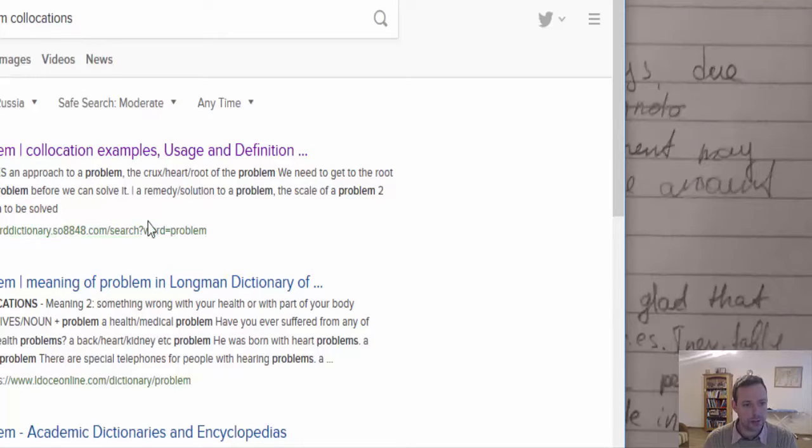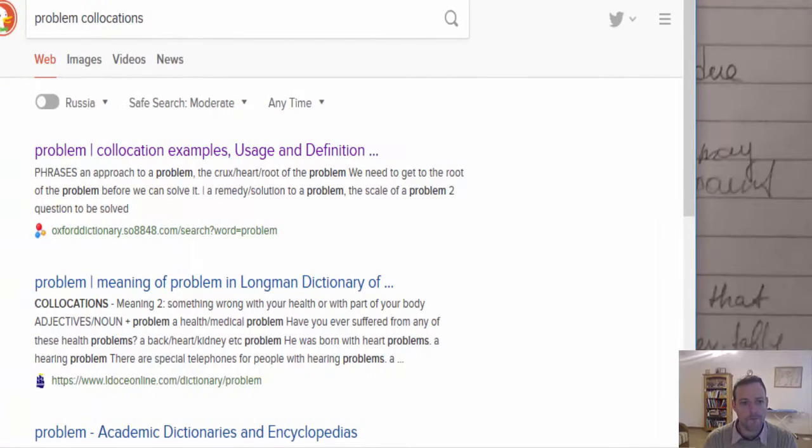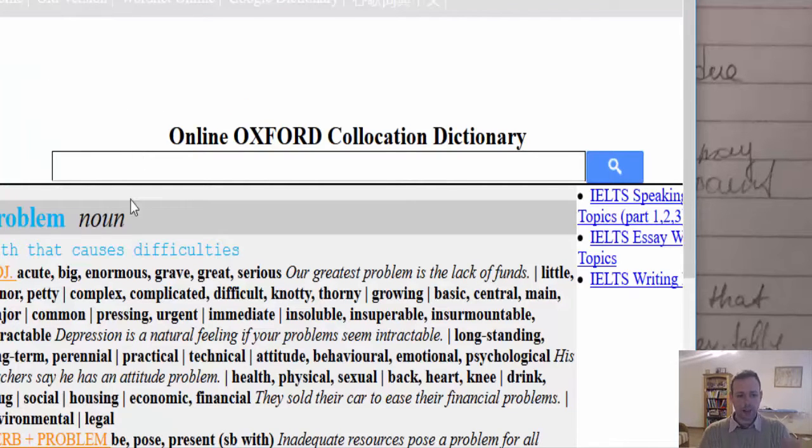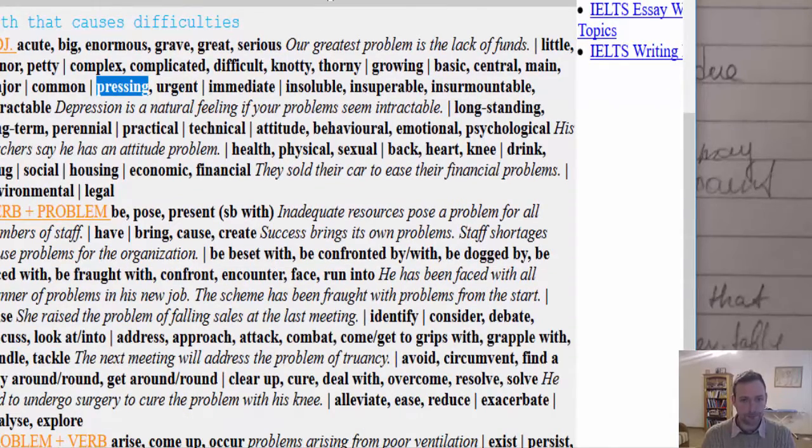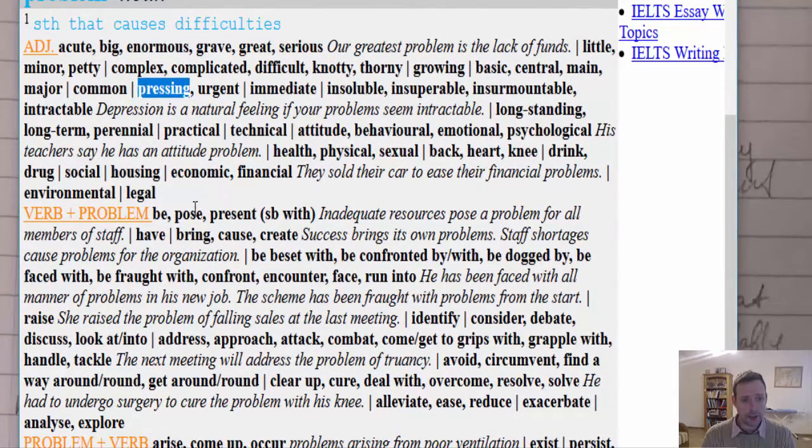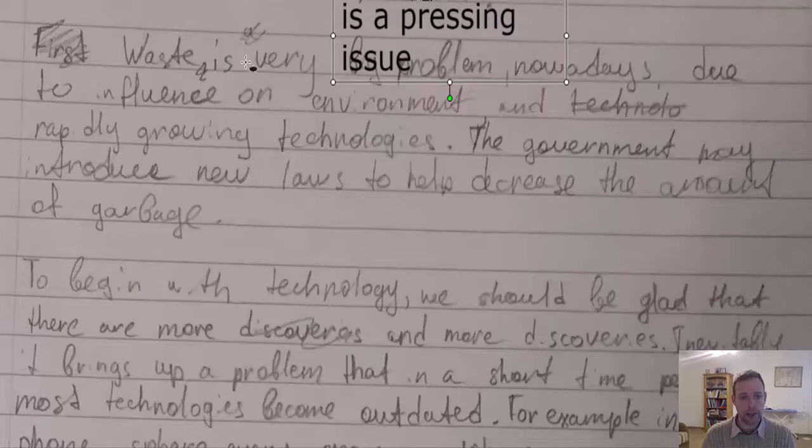The first thing you see should be the Oxford Dictionary, which is a wonderful collocation dictionary. Click on that. Okay, and look at all these adjectives here. Acute, big, enormous, grave. So acute's a wonderful one. Complex is wonderful. Pressing is the one I used. Yep. Go there. Find. Pose is another nice word. Yep. Arise. Make a note of problem language and get used to using it. Use that problem language.